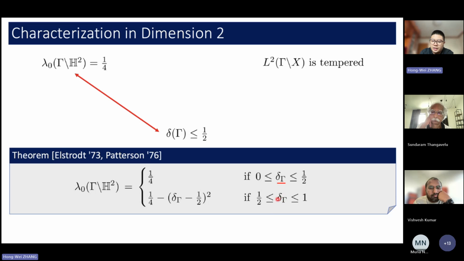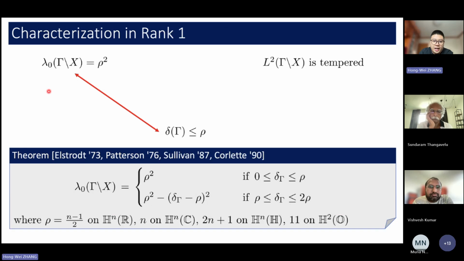But if delta gamma is greater than 1/2, then the bottom moves a little bit to the left. In this case, we say that we have a non-trivial spectral gap, right? So thanks to this characterization, we know that if lambda 0 is 1/4, then the critical exponent must be small. So this is a very interesting relationship between two objects in different areas.